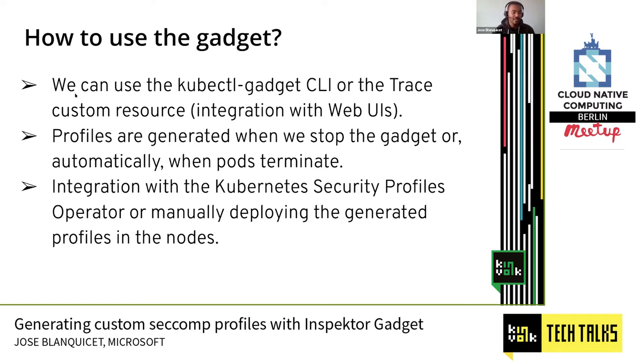How to use the gadget? As I mentioned before, we have two options. You can use the kubectl gadget CLI, or you can use the trace custom resource for integration with web UIs. The profiles are generated in two ways. You can start and stop the gadget, and then the policy will be generated, or you can start the gadget and terminate the pod to cover all the life of the pod. For example, you start monitoring, then deploy your pod, interact with it, issue all the system calls that it will need to execute, and then you close the pod. At that moment, our gadget will automatically generate a seccomp profile.